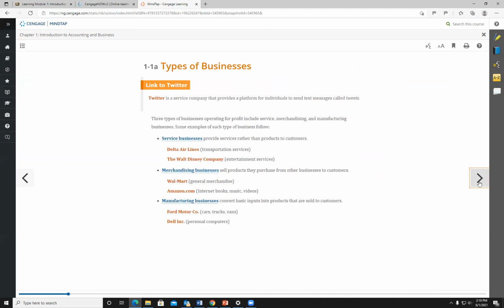So there are 3 major types of businesses. You have service businesses, which only provide services. Then you have merchandising businesses, which provide a good that's sold. Under each of these are examples of what each are. And then of course you have a manufacturing business, and the manufacturing business works really closely with the merchandising business because they're manufacturing the goods which the merchandising business is going to sell.